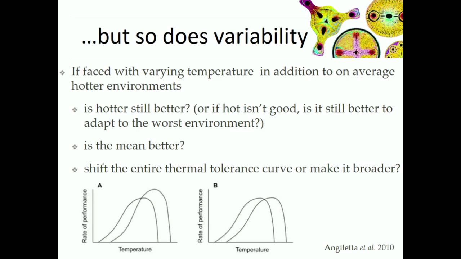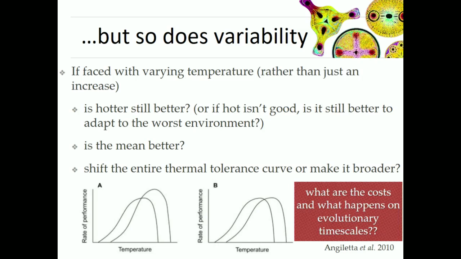It doesn't really tell us a lot about what happens if environmental conditions such as temperature, for example, go up but also change. Because then we don't really know if organisms react by shifting their curve and if it's going to make them better, or if they just shift the curve but they don't have this increase here, or maybe they make the curve broader and they lose out at the peak. We do not know these things.